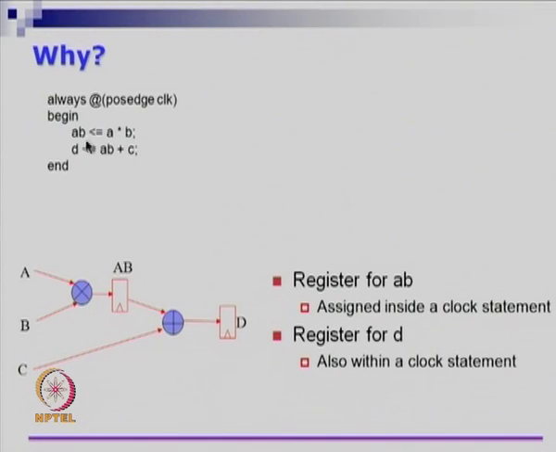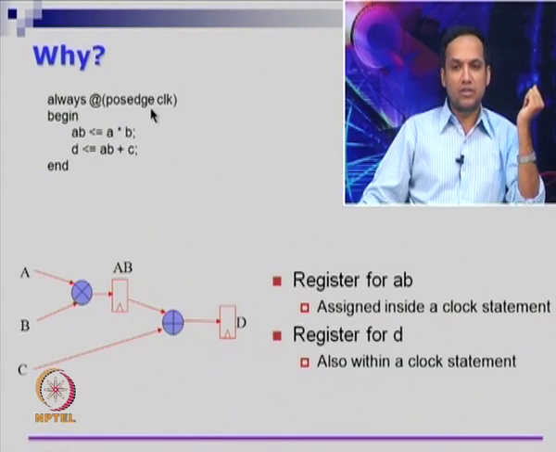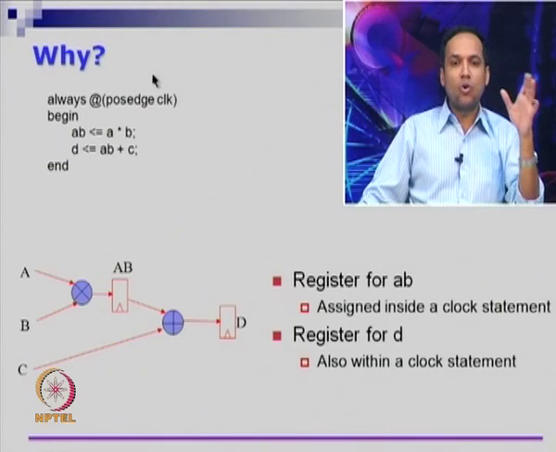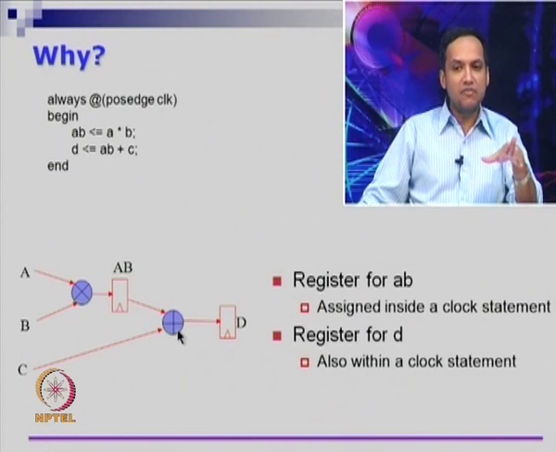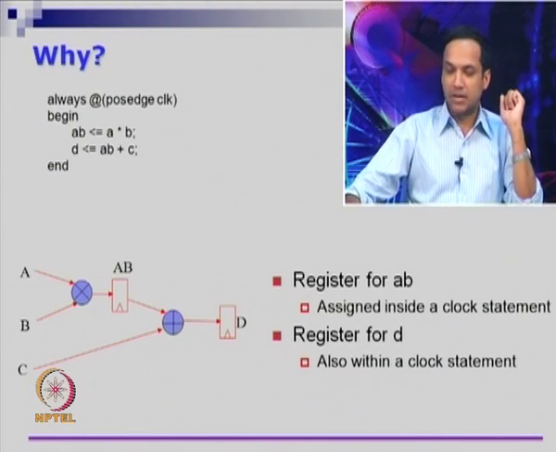So, let us see: AB equals A into B and D equals AB plus C. The first thing is there is a register inferred for AB because it is inside passage of clock. There is also a register inferred for D because there is a passage of clock. So, you have two registers, and this multiplication will give you this and the adder will give you this. So, it looks like whatever code we wrote, the hardware that is inferred is actually correct, but is this capturing the intent of the programmer?